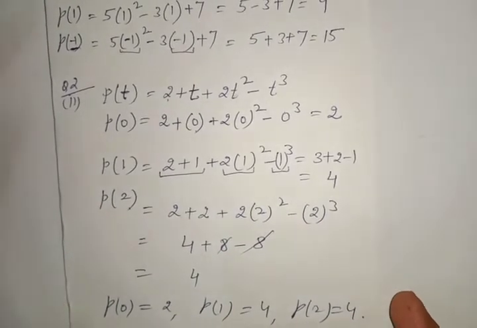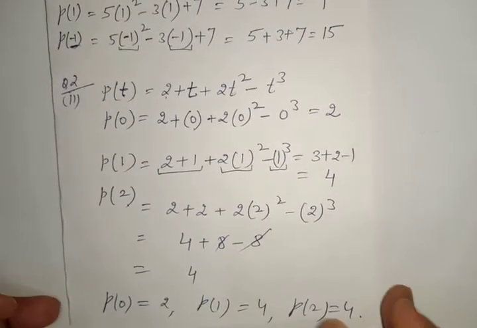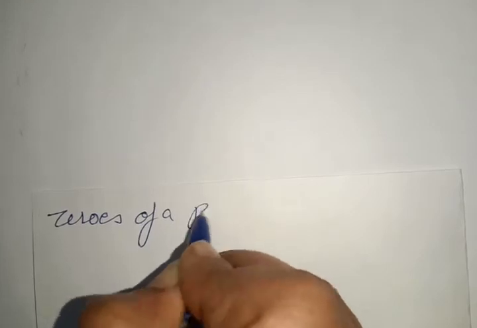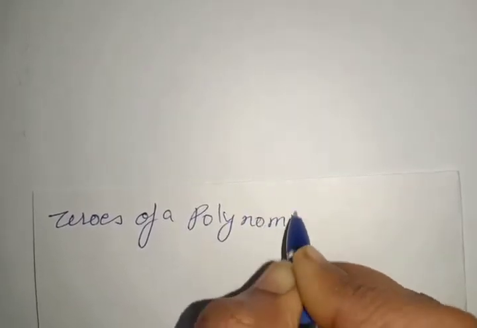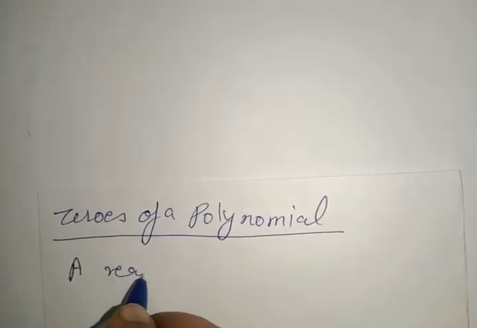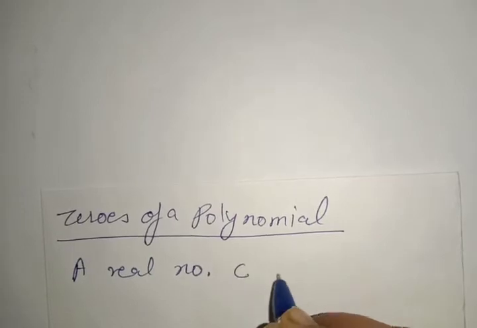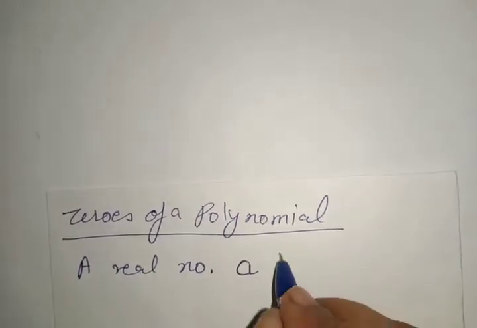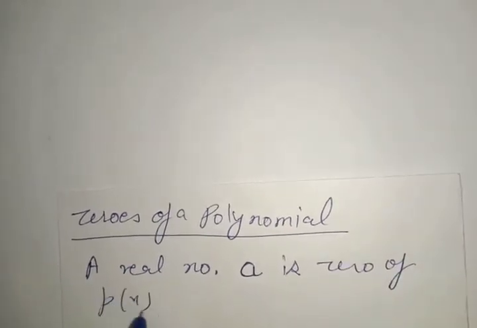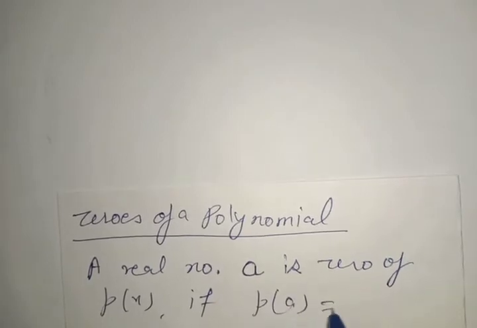With the help of these basics or this knowledge, you can solve exercise 2.2 first and second question very easily. Now we'll move on to the next concept of this exercise, which is zeros of a polynomial. Zeros of a polynomial. The meaning of this is: a real number a is a zero of p(x) if p of a is 0.